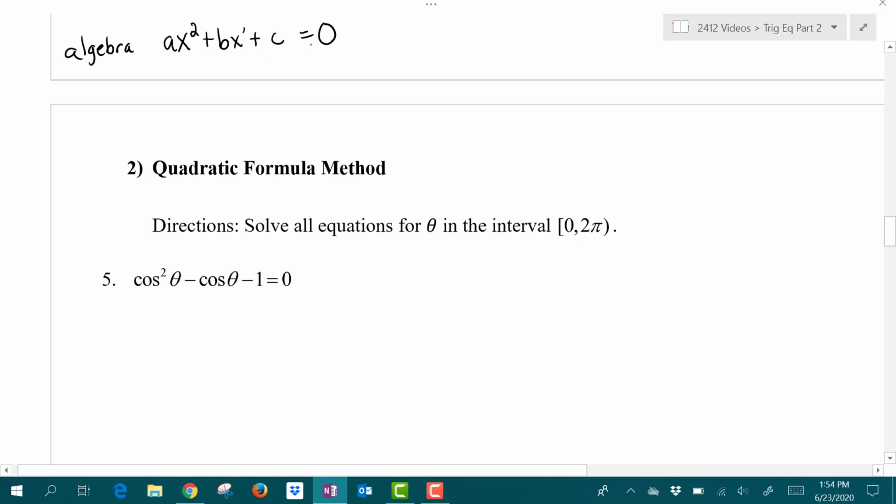We always have to put everything on one side and equal 0 on the other side before we begin using the quadratic formula. The quadratic formula itself is always x is equal to, so we always have the x by itself on one side, equals negative b plus or minus square root b squared minus 4 times a times c, all of that divided by 2 times a.